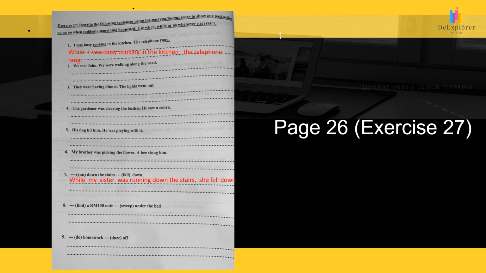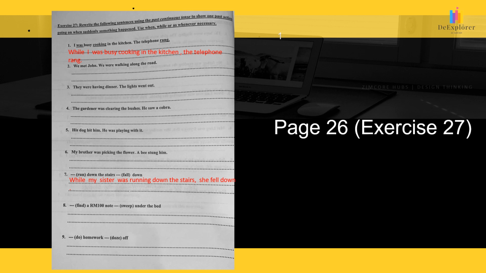F-O-U-N-D. Okay, so when you write your answer, who found? My mother found, the maid found, I found, it's also not wrong, a 100 ringgit note, while I was sweeping under the bed. If you are referring to use yourself, while I was sweeping, 正在扫床底下，突然间就找到。Okay, write your answer, number 8. And we will do one more, number 9.